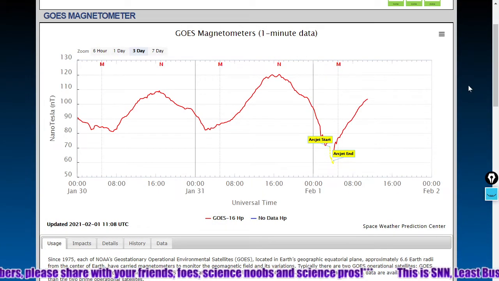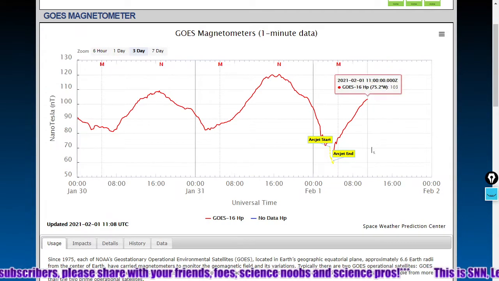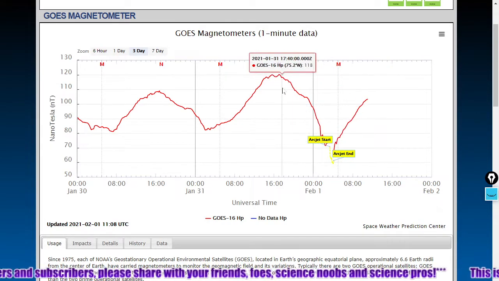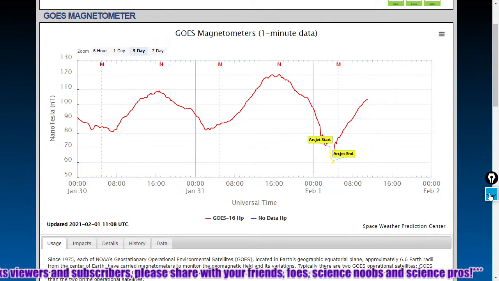Here's the 3-day chart of the GOES magnetometer. And you can see some pretty steep parts of the graph here for you new viewers.